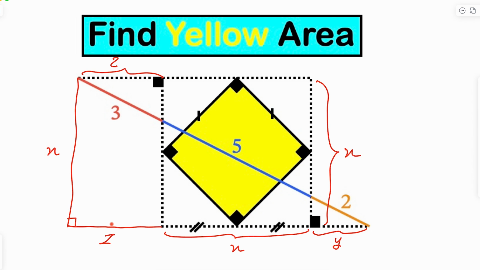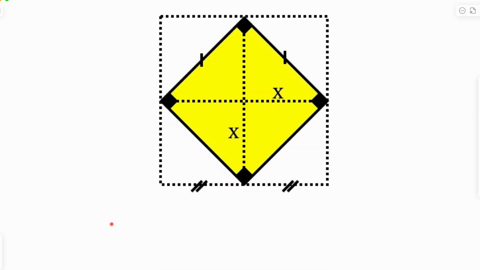We can use the Pythagorean theorem to find the value of x. As we know, we have a rhombus here, and to find the value of area, we can write area is equal to half of the multiplication of the diagonals. So we can write 1/2 times x, which will finally give us 1/2 x squared.